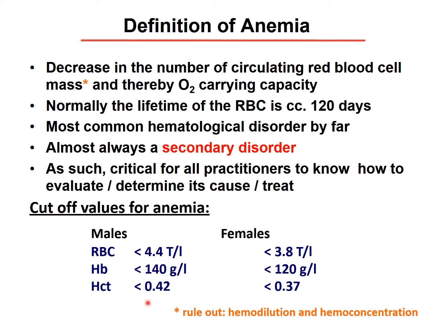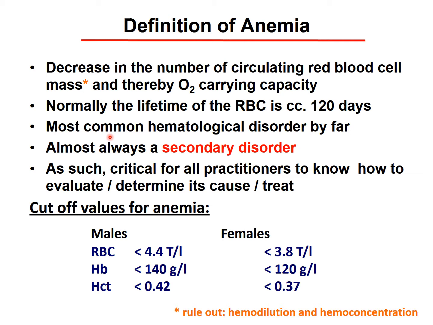In hematocrit, that's about 0.42 or 0.37. One very important thing: it's a very, very common disorder. However, it is mostly secondary. This is not the underlying cause. This is not a primary disorder. That's only a consequence of a disease.